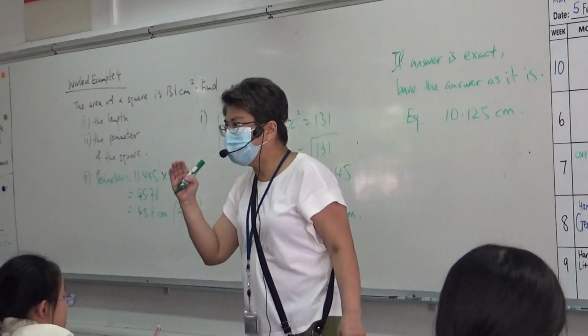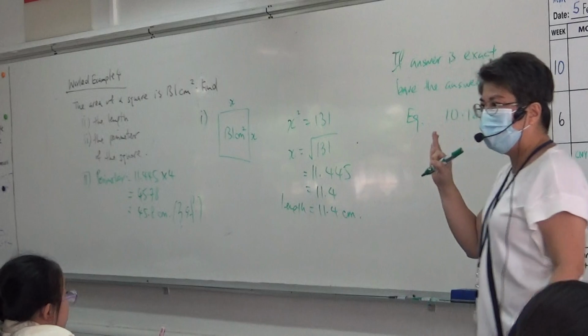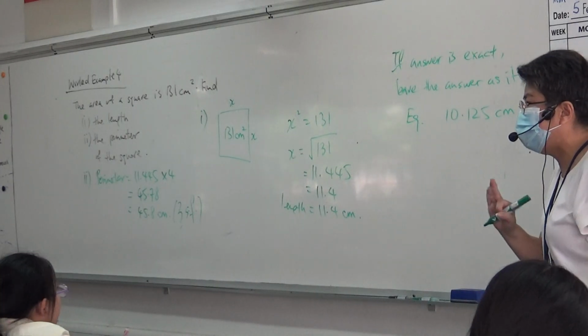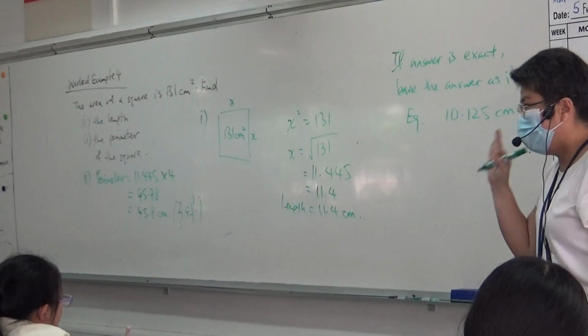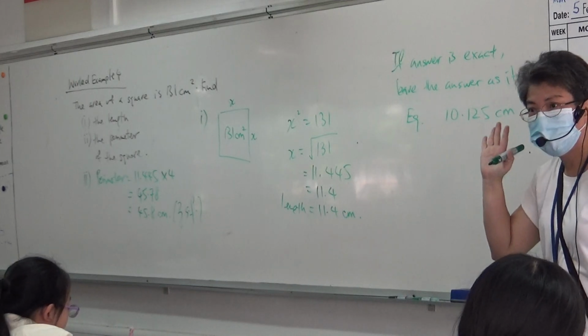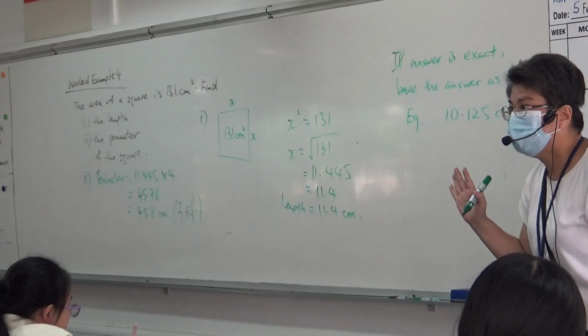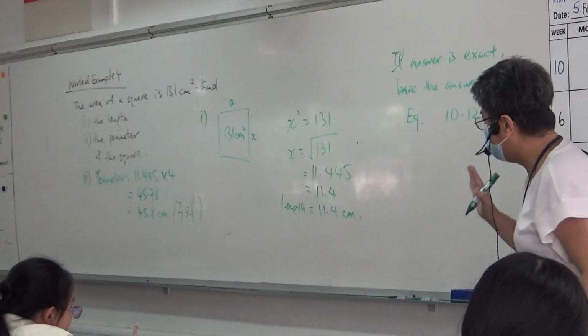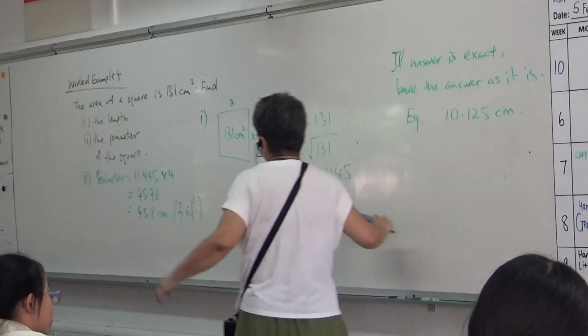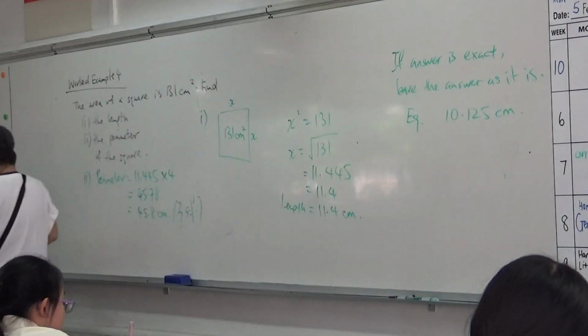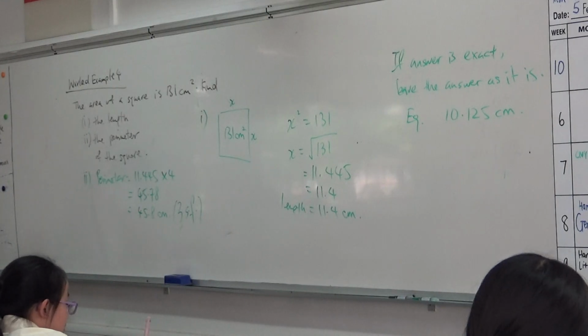All final answers must be 3 significant figures, rounded off. We don't talk about decimal places anymore. Understand? All working must be 5 significant figures, truncated. Everybody clear? Okay, so this is the worked example 4.